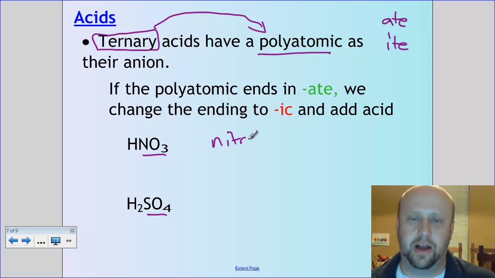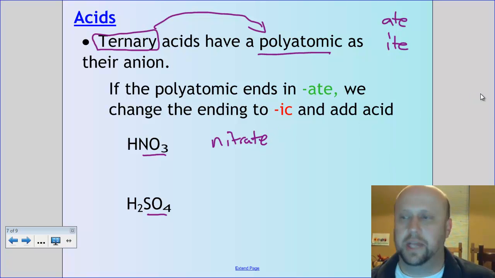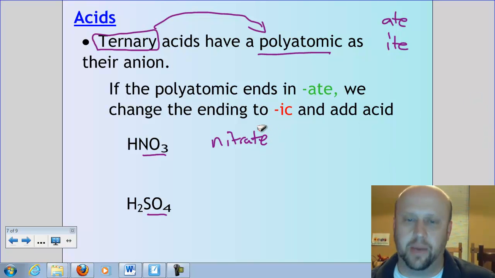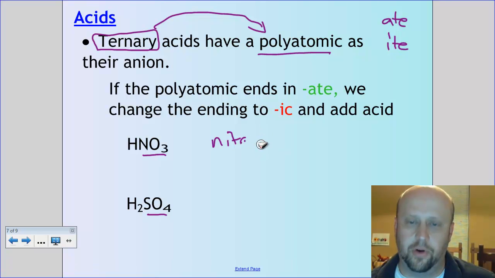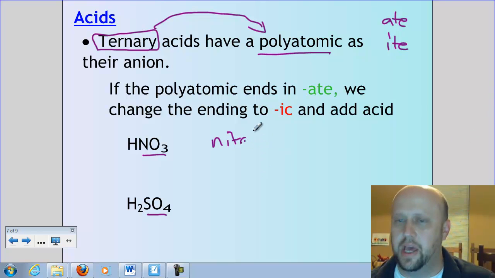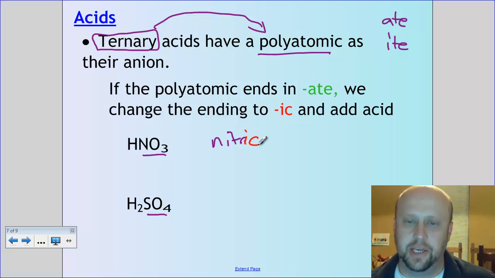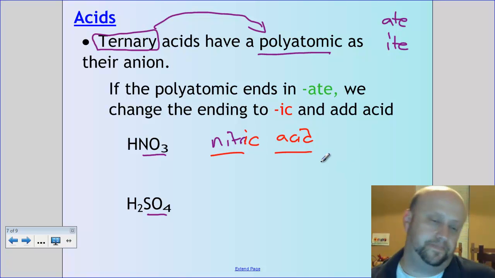The name of this anion is nitrate. All we do here is go back and cut the ending off, just like we did before for the other acids. I'm going to change the ending to IC, and write the word acid. So HNO3 is nitric acid.